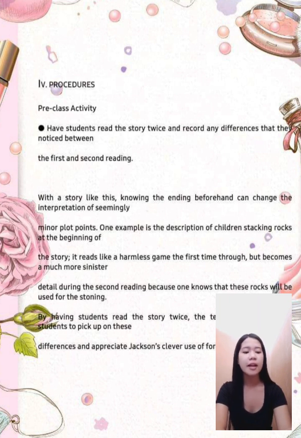It reads like a harmless game the first time through, but becomes much more sinister during the second reading because one knows that these rocks will be used for the stoning. By having students read the story twice, the teacher can encourage students to pick up on the differences and appreciate Jackson's clever use of foreshadowing.